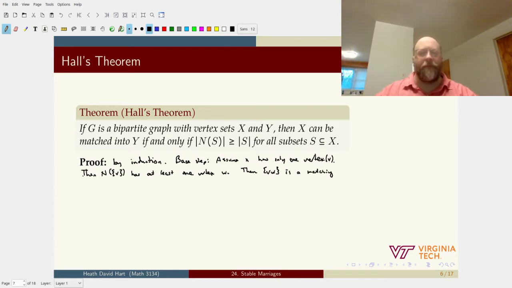From X into Y. We only had to match one vertex, and if S has one vertex in it, then N of S has to have at least one vertex in it, and so we match these two vertices together. All right, so let's move on. Let's look at the induction step.